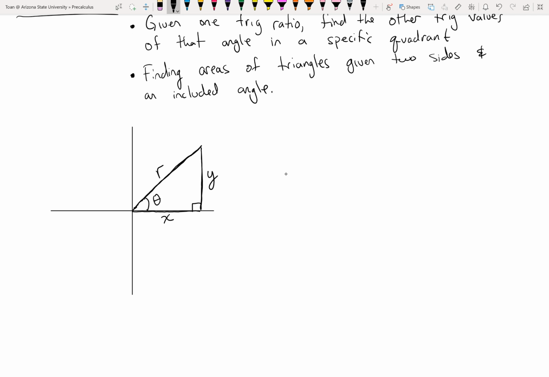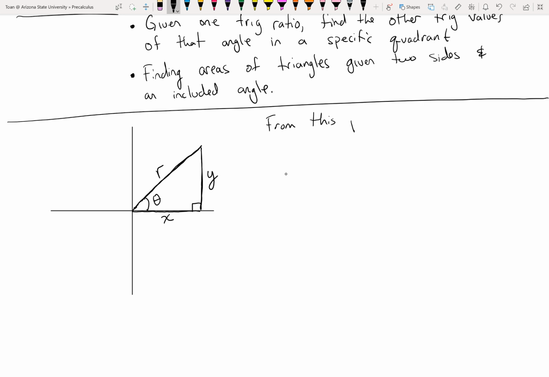Let me close it off. From this picture, we can see that, now I can set up some trig ratios. Let's see. According to this picture, I hope everyone can agree that the cosine of the angle that I labeled, adjacent over hypotenuse, is x over r.